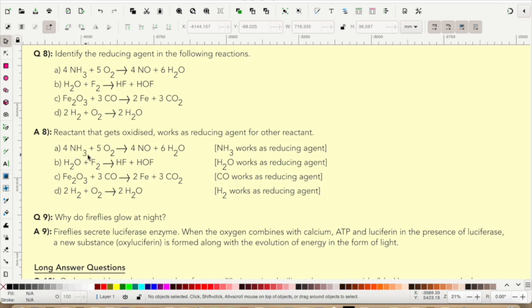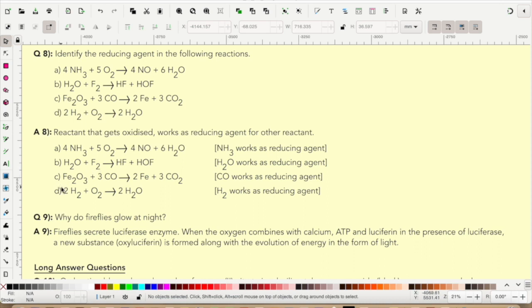So it will work as a reducing agent for oxygen. So NH3 works as a reducing agent. Second equation is H2O plus F2 makes HF plus HOF. Here H2O is losing hydrogen to form HOF, so it is getting oxidized. It will work as a reducing agent for F2.